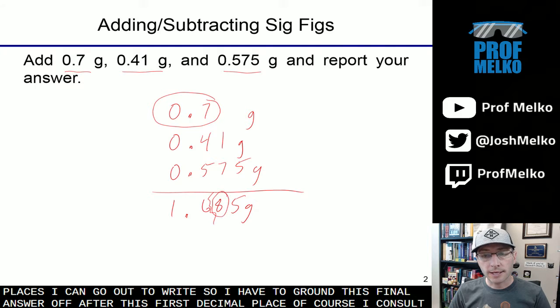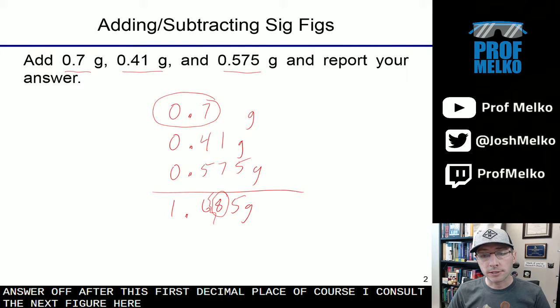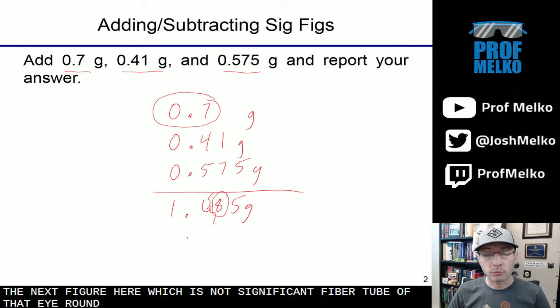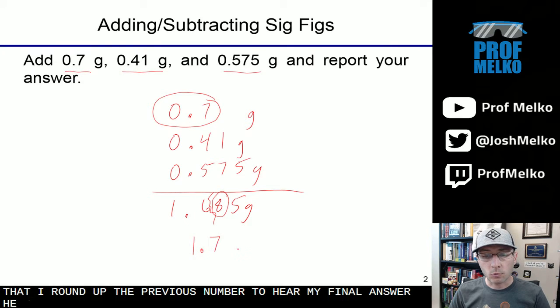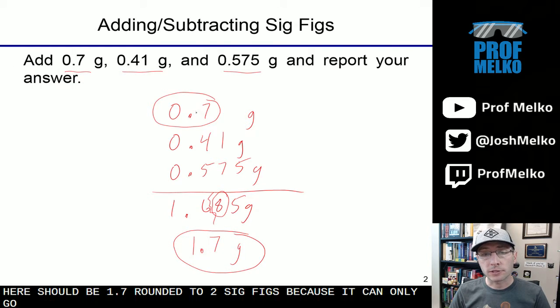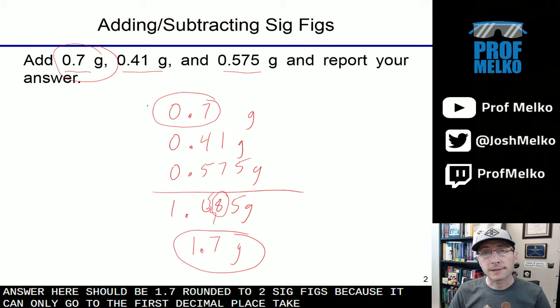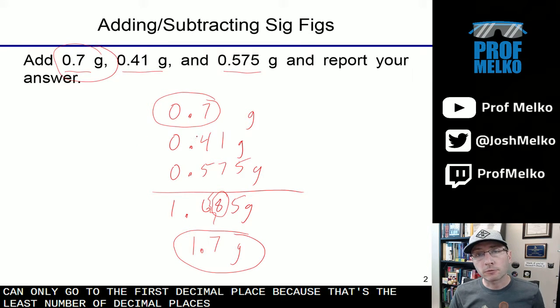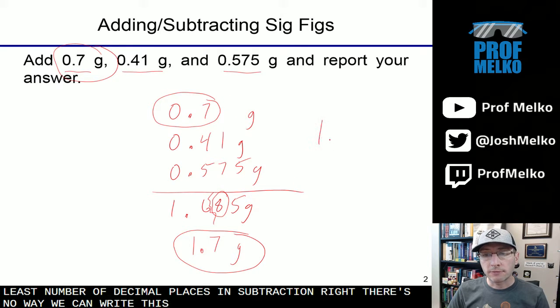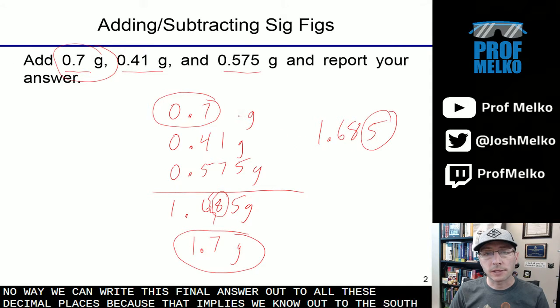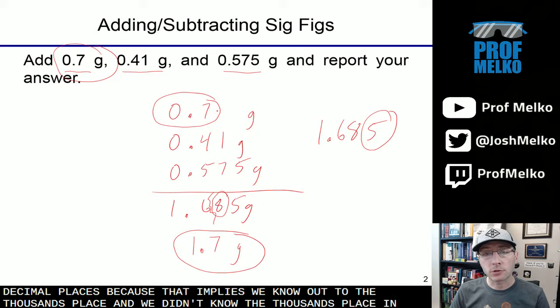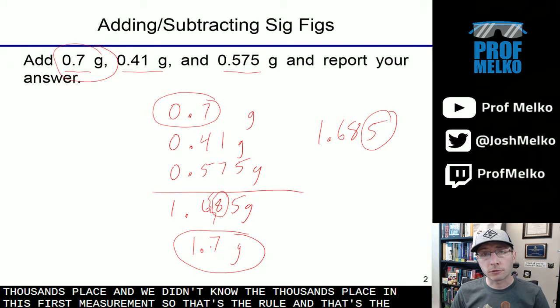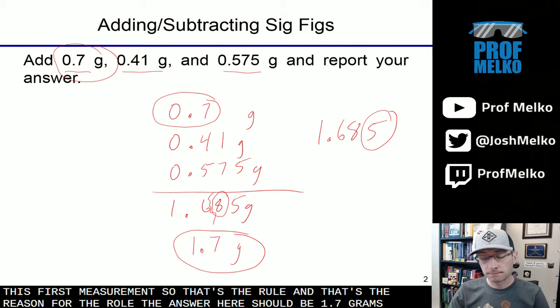Of course, I consult the next figure, which is non-significant. If it's 5 or above, then I round up the previous number. So my final answer should be 1.7 grams, because it can only go to the first decimal place, the least number of decimal places. This is the rule for addition and subtraction. There's no way we can write this final answer out to all these decimal places, because that implies we know out to the thousandth place, and we didn't know the thousandth place in the first measurement. So that's the rule, and that's the reason for the rule. The answer here should be 1.7 grams.